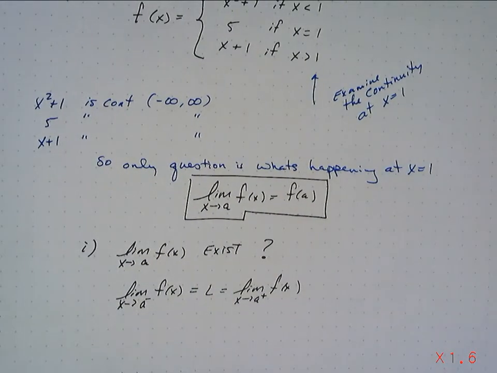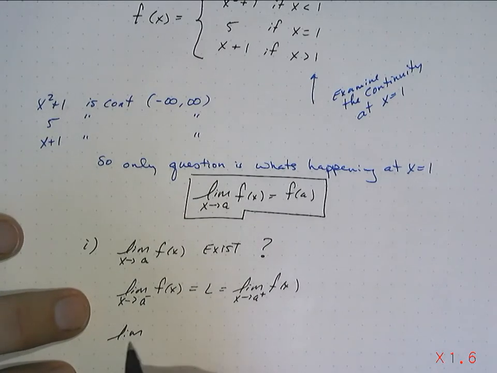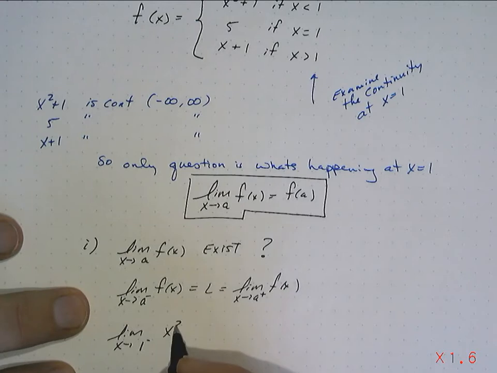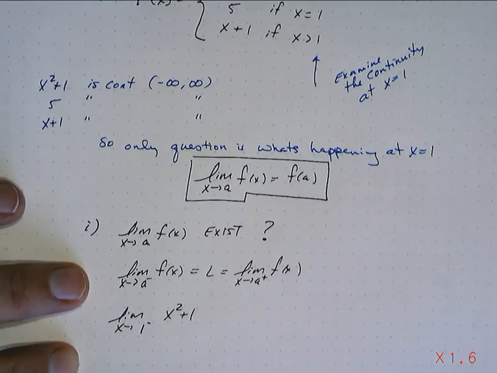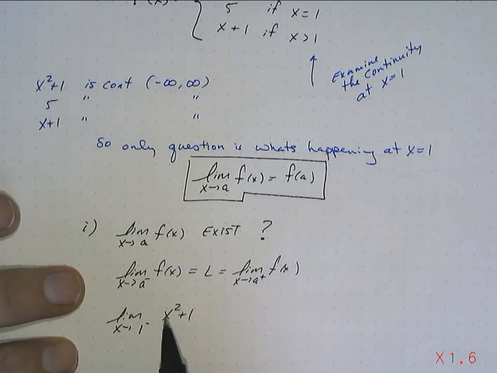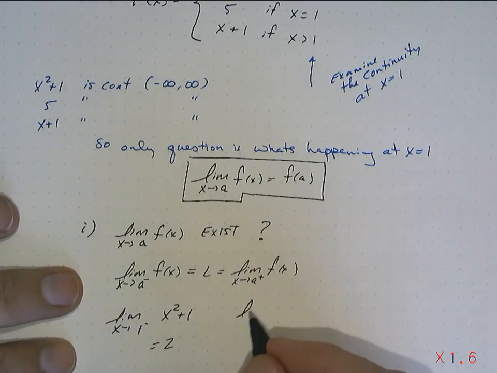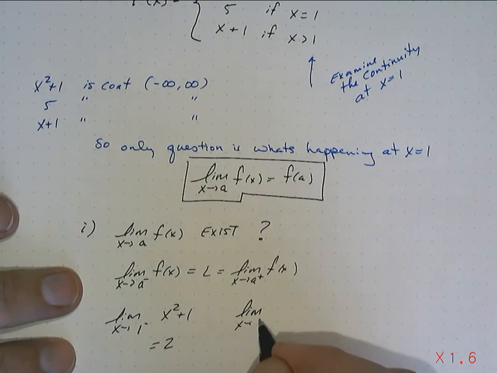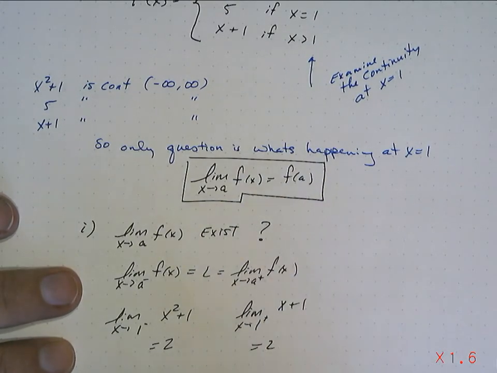So I guess we should take a look at that. My left-handed limit is going to be the limit as x approaches 1 from the left, and it's x squared plus 1. I can use my mega property because this is just the left-handed limit, so I'm going to plug in 1, and I'm going to get 1 squared plus 1 is 2. And the right side is going to be the limit as x approaches 1 from the right, and it's going to be x plus 1. Mega property, plug it in, and I get 2.